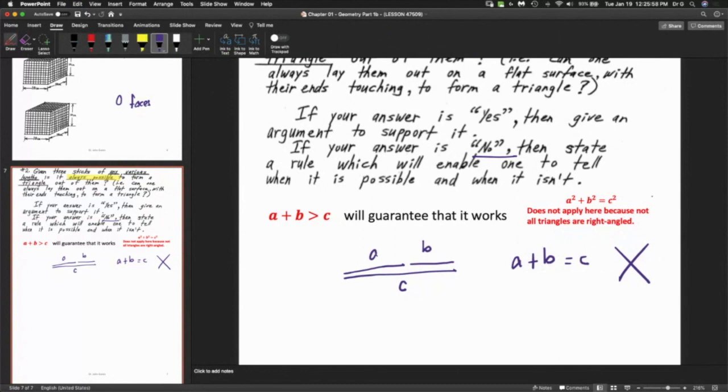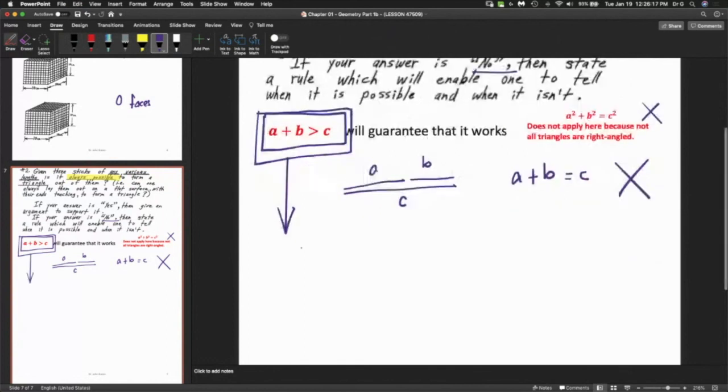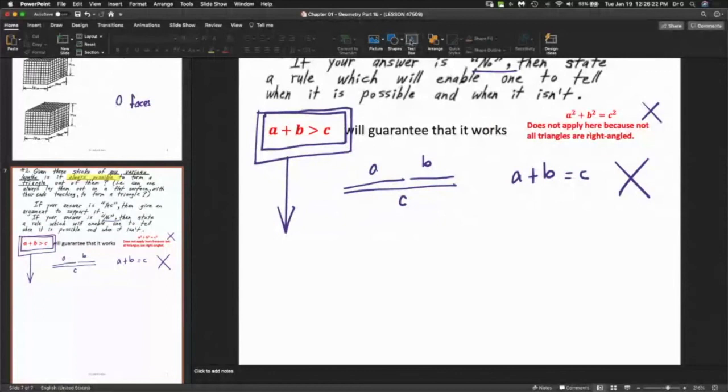And this one's no good with the equal sign. It has to be greater than. It has to be greater than. That's it. Yes, Shalon. This is how you do it. This is the rule. So this rule here is very famous. This rule is called the triangle inequality.